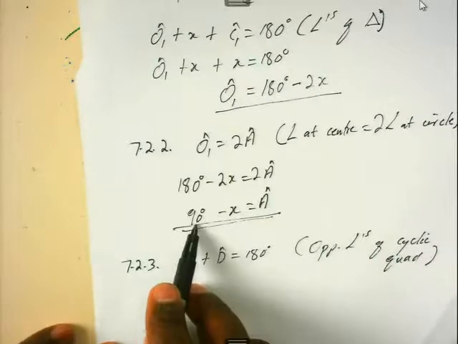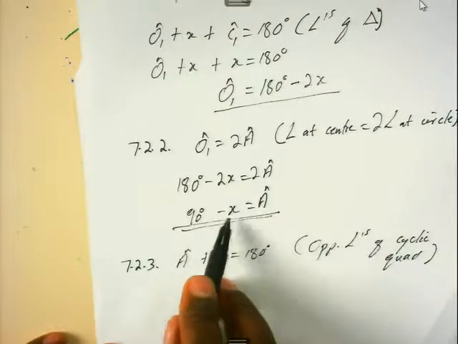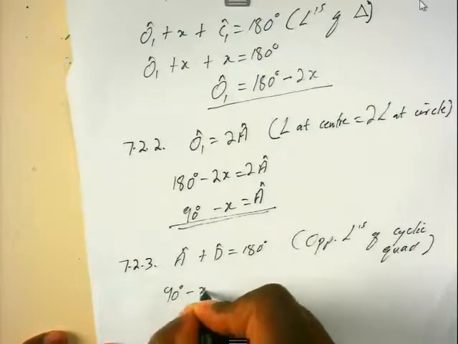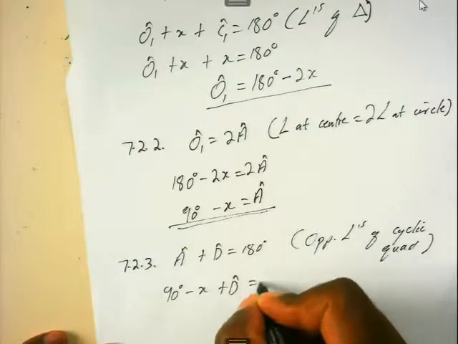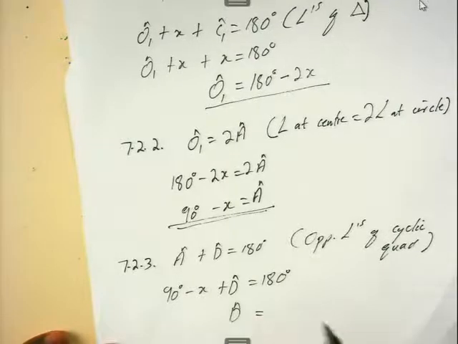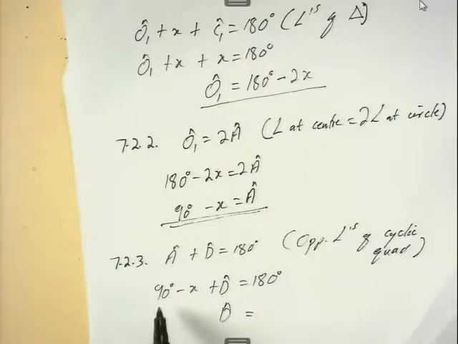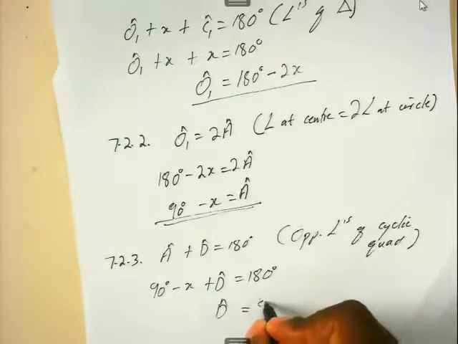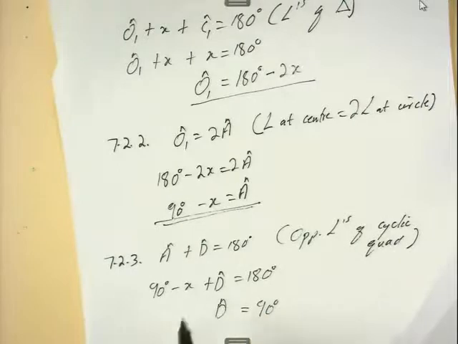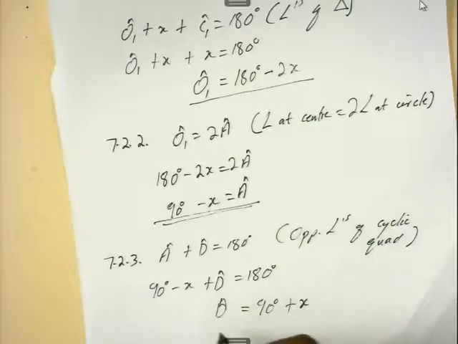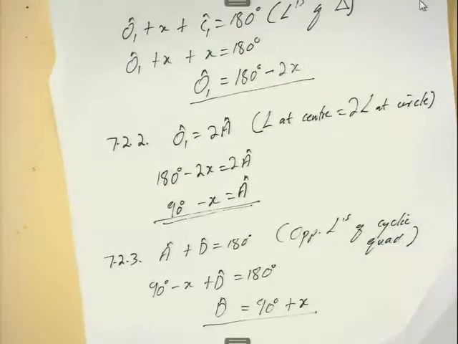Angle A from 7.2.2 is equal to 90 degrees minus x. So we substitute angle A here by 90 degrees minus x, plus angle D, which gives us 180 degrees. Now it's easy for us to determine the size of angle D. Transpose 90 to the right: 180 degrees minus 90 gives you 90 degrees. This is x, and you transpose it to the right, it becomes positive x. Therefore, angle D will be equal to 90 degrees plus x.